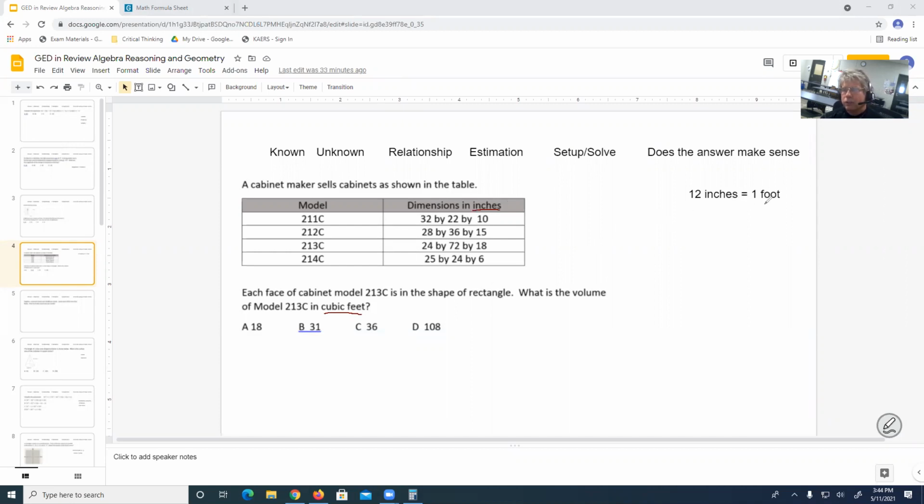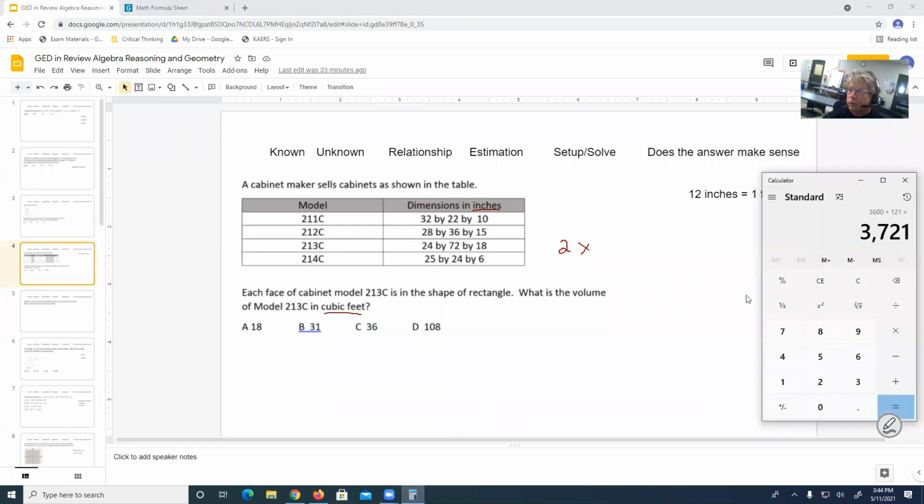Since there's 12 inches in a foot, that can help me out. We're also focusing on 213C, so that's these numbers here. So 24 would turn into 2 feet. The 72, I'm not really sure about that. I might have to get a calculator out. If I divide 72 by 12, that would tell me how many 12s are in 72. 6. So 6 feet. 6 12s would be 72.